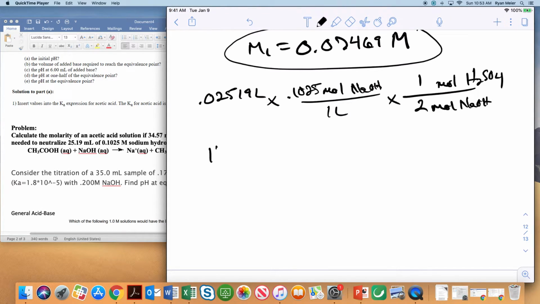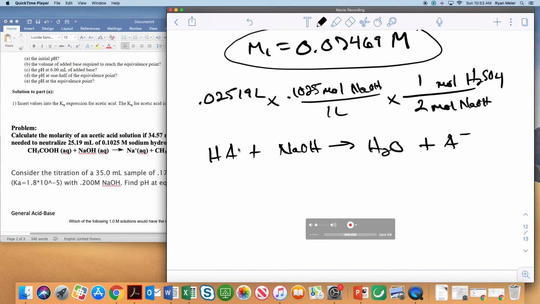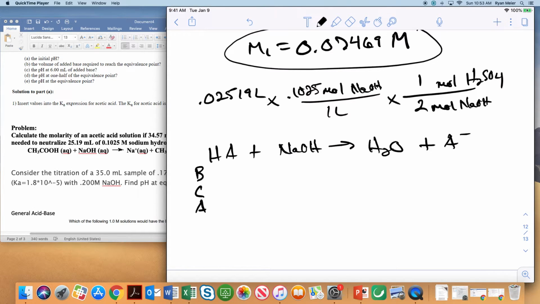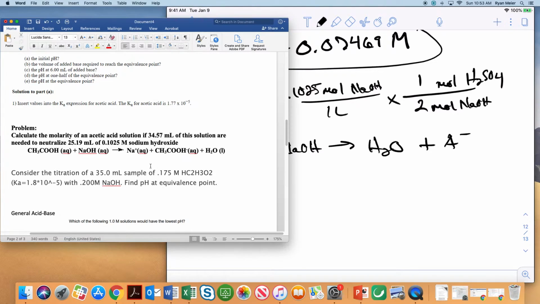But the biggest thing here is the fact that we have an acid plus sodium hydroxide. So we're making water and our conjugate base, the A- in this case. This is going to be a BCA table, and I'm going to show the full BCA table here, but if you recognize that you're at the equivalence point, you might not need to do this full BCA table.